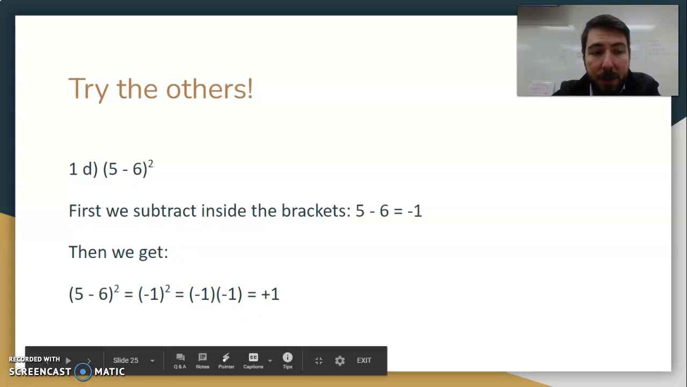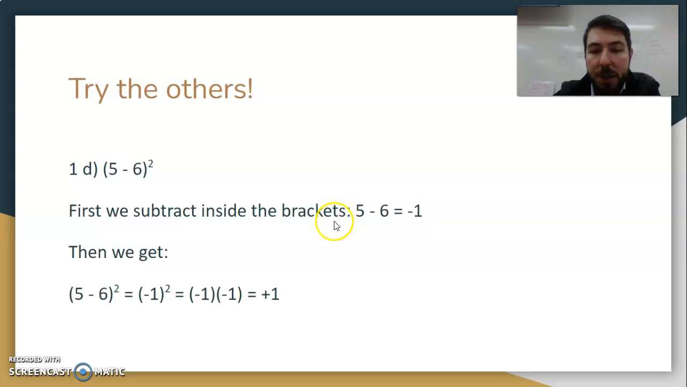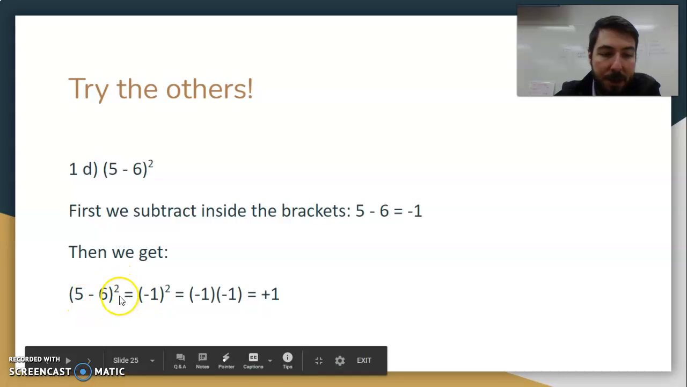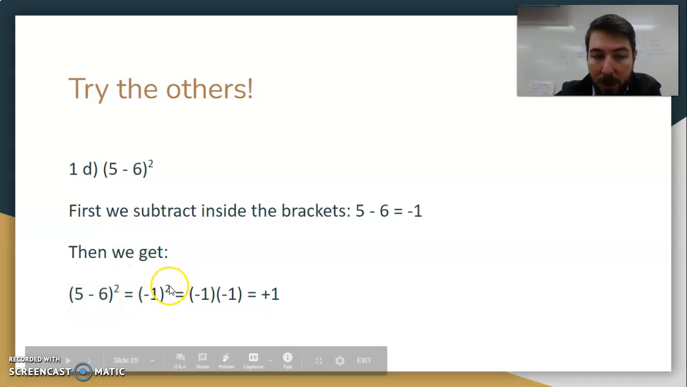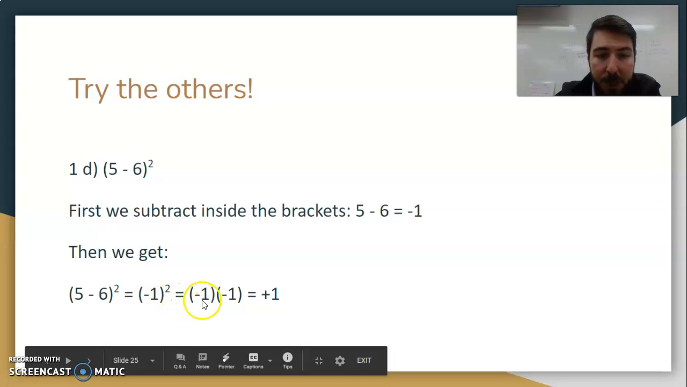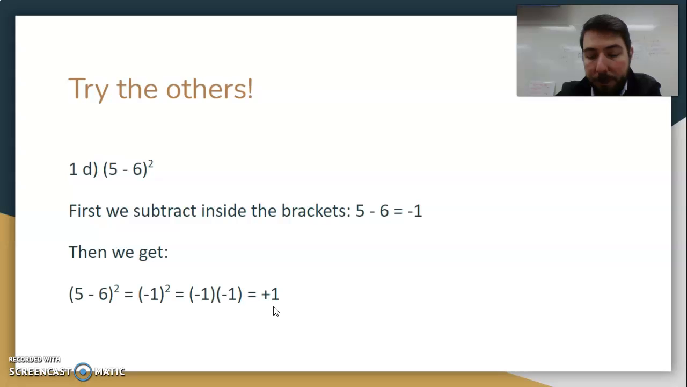And then for the last one, we have 5 minus 6 in brackets to the power of 2. So we do the stuff inside the brackets first. 5 minus 6 is negative 1. So 5 minus 6 to the power of 2 equals negative 1 to the power of 2, which equals negative 1 times negative 1, and our answer is positive 1. So again, make sure you write those in if you did not copy them in your notes.